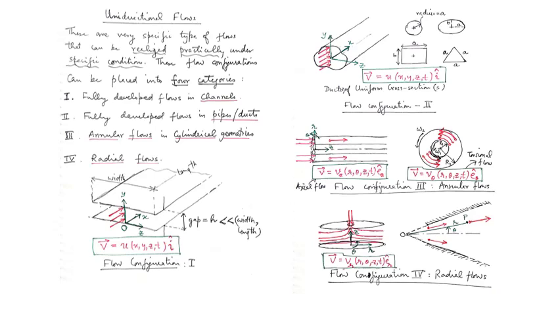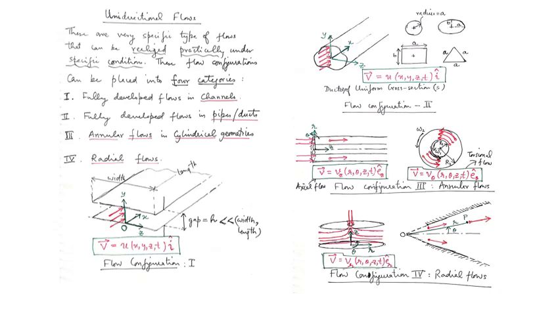Now moving on to flow configuration 2, which has been named fully developed flows in pipes and ducts. Here I show a figure where a pipe of some general cross section is shown on the right top image. Please focus there. In that image I have shown a pipe whose cross section is some general shape, and of course the cross section is the same along the length of the pipe. It is not allowed to vary, so it's a uniform cross section pipe or duct.